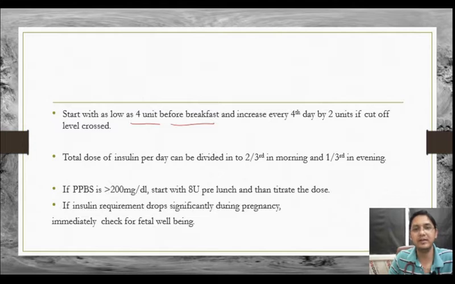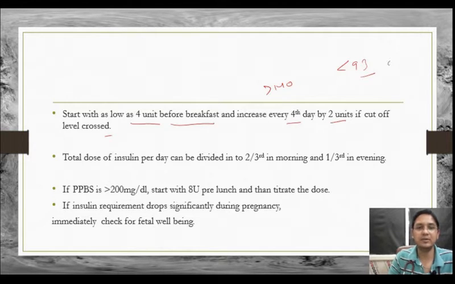We will give 4 units, and then every fourth day we will increase the insulin by 2 units if the cutoff level is crossed. Means if you start the insulin with 4 units before breakfast and post-meal blood sugars are still more than 140, you will add on 2 units on the fourth day, and you keep on adding until you get the blood sugar value less than 93.